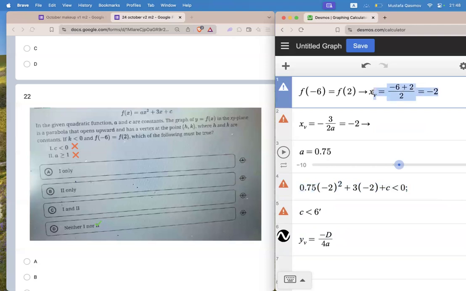-2 is the x vertex. Then we can also find the x vertex using this formula, right? And b is 3. Then from here we find a.